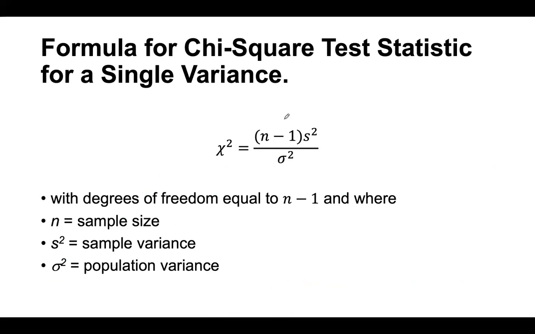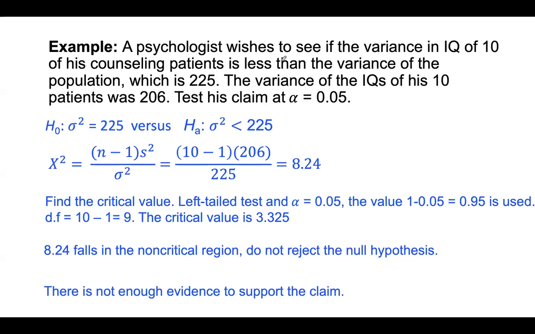Now, for a formula for the chi-square test statistic for a single variance, we take n minus 1 times s squared, where this is the sample standard deviation, divided by the standard deviation of the population squared. So this is all repeated down here. So the sample variance and the population variance. Instead of saying standard deviation squared, I could have just said sample variance, population variance. So let's see some examples.